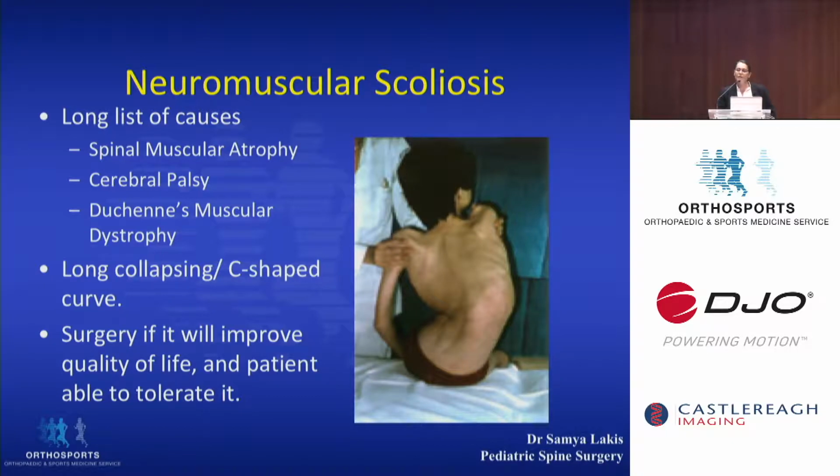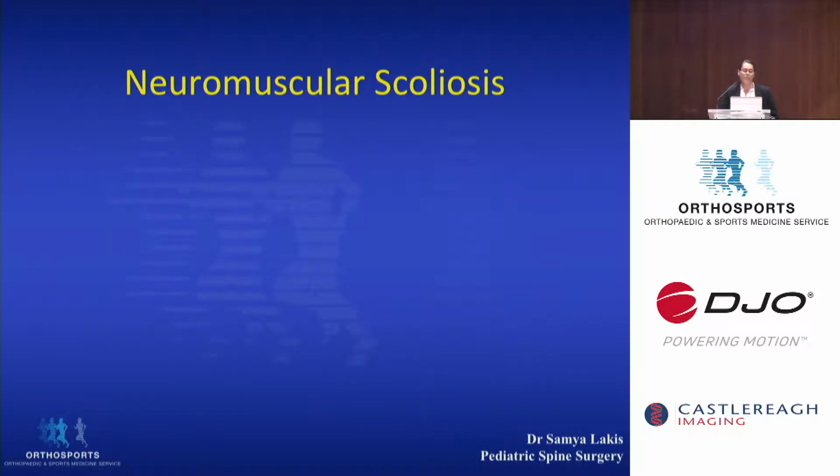So it tends to be a long, collapsing C-shaped curve, and here you have a child that's actually quite malnourished. These days, children tend to be very well fed. They're often nutritionally supplemented with PEG feeds to help minimise their aspiration risk. And what you've got is significant costopelvic impingement, pelvic obliquity, and they're unable to sit upright. So we offer surgery to family and carers if they feel it will improve their quality of life, if they're having pain, and if the patient's going to be fit for it.